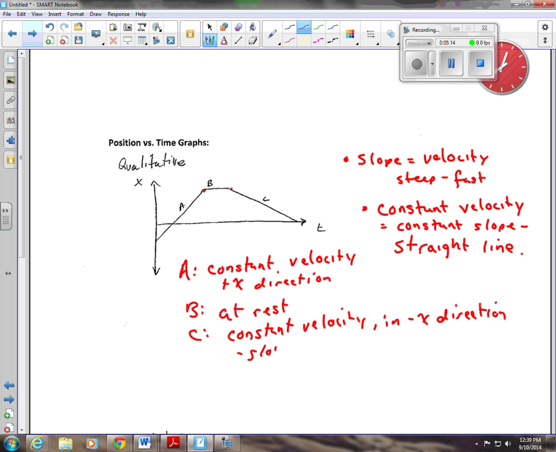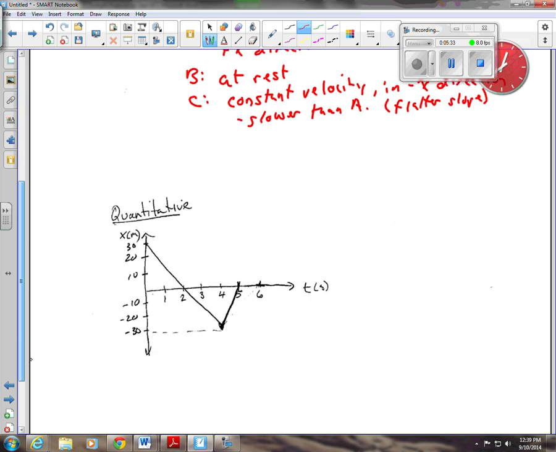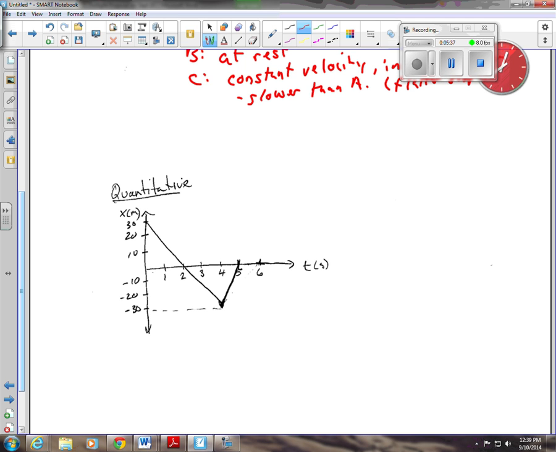And I can say that it's going slower than section A because it has a flatter slope. The steeper it is, the faster. C is less steep than A, therefore it's going slower. Now, if I want to put some numbers on it, I can do some quantitative stuff. There's a couple things I can do. Now, from t equals 0 to t equals 4, what's going on? Well, we know it's going at a constant speed, constant velocity in the plus x direction. But we can do a lot more than just say that. We can give the velocity. Remember, the velocity is the slope.